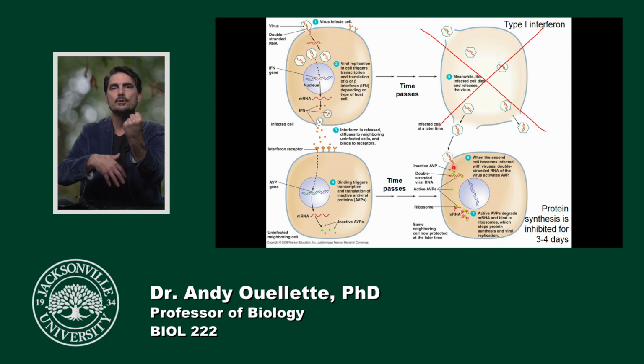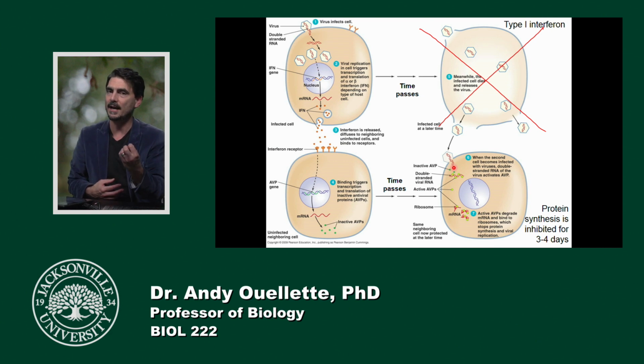During the 3 to 4 days, the rest of your immune system is going through clearing out a whole bunch of viruses through processes we'll talk about in the adaptive immunity section, and then essentially when this cell wakes up, when the active viral proteins are degraded and it is now synthesizing proteins again, ideally there's no other viruses that can infect it. So basically, it turned that cell into a stronghold that can't be infected.